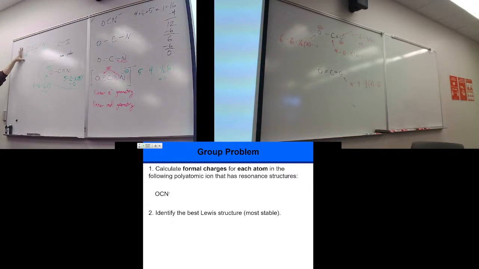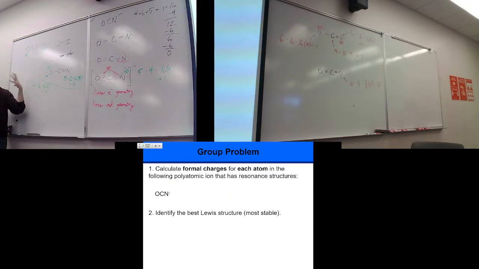So these are all resonant structures, but they're not equal. This is the best one. This is the most likely to form in terms of how the electrons are going to be arranged in that molecule.